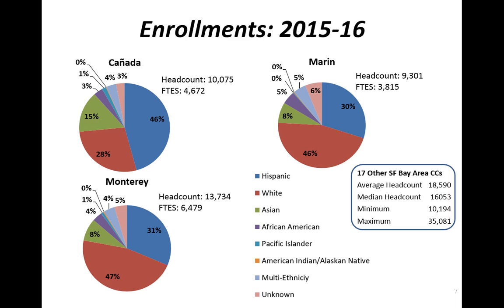Just to compare the 3 institutions involved, Cañada over here, and Marin over here, and Monterey here, are actually some of the smallest community colleges in our area. If you look at the numbers, 10,000, 9,000, 13,000, compare that to the average head count for other San Francisco Bay Area community colleges, around 18,000. And one more thing, we're all Hispanic serving institutions, very diverse institutions. Hispanic serving means that at least 25% are Hispanic students and low income. And in our case, Cañada has the highest percentage of Hispanic students at 46. The demographics of Marin and Monterey are very similar.